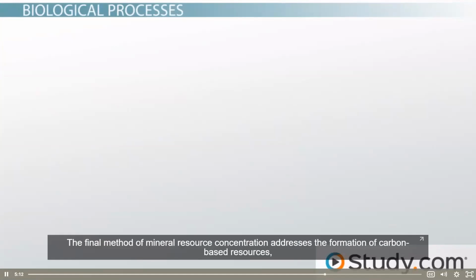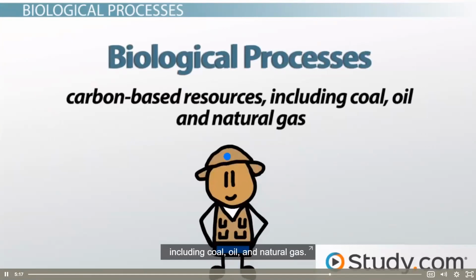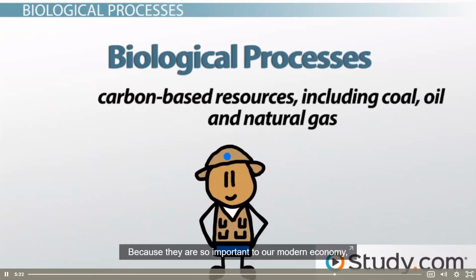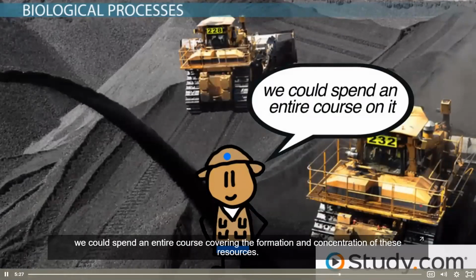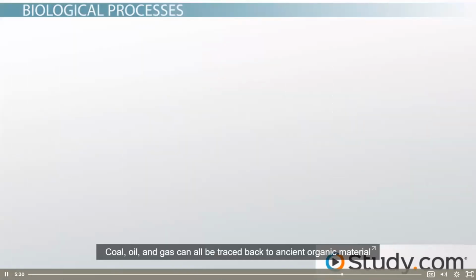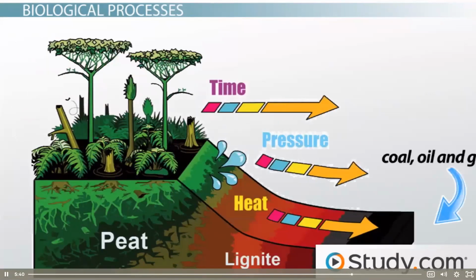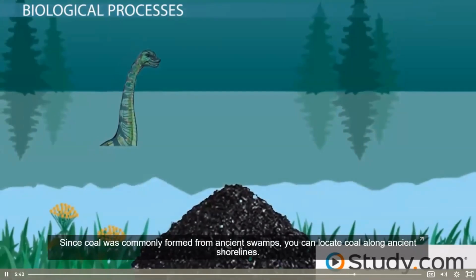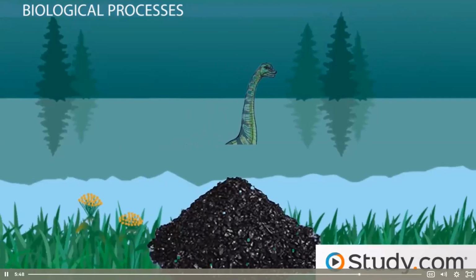The final method of mineral resource concentration addresses the formation of carbon-based resources, including coal, oil, and natural gas. Because they are so important to our modern economy, we could spend an entire course covering the formation and concentration of these resources. Coal, oil, and gas can all be traced back to ancient organic material that was buried under thick layers of sediments, subjecting them to high temperatures and pressure. Since coal was commonly formed from ancient swamps, you can locate coal along ancient shorelines.